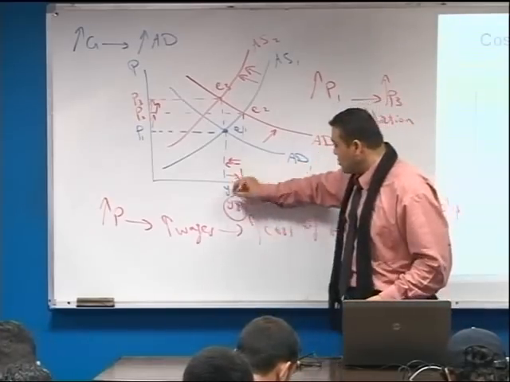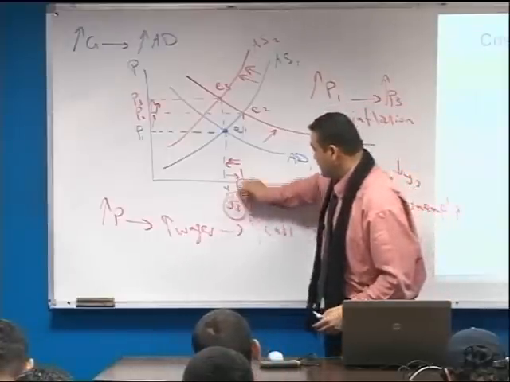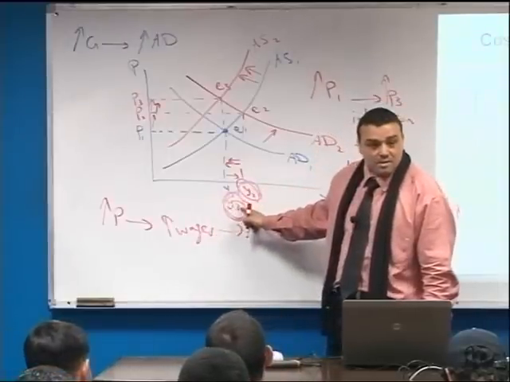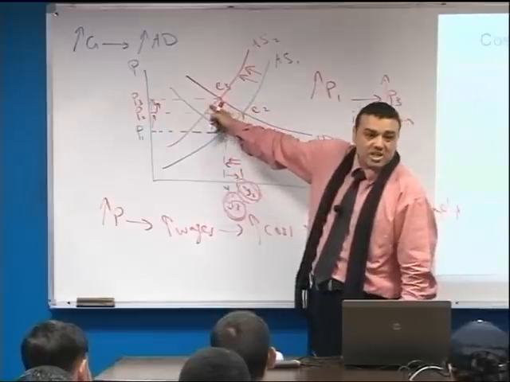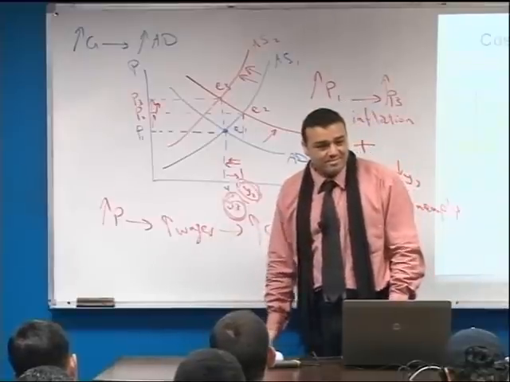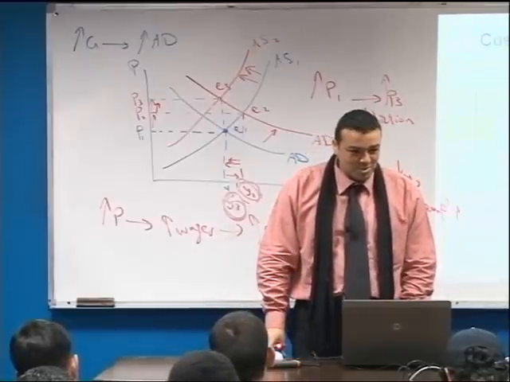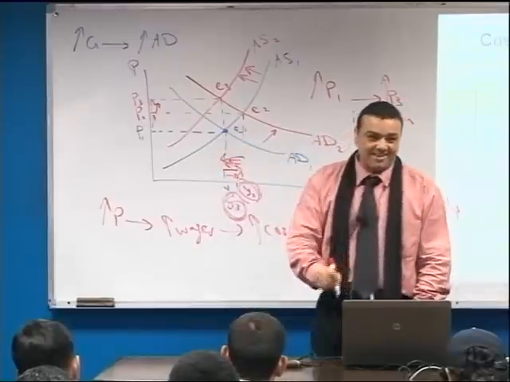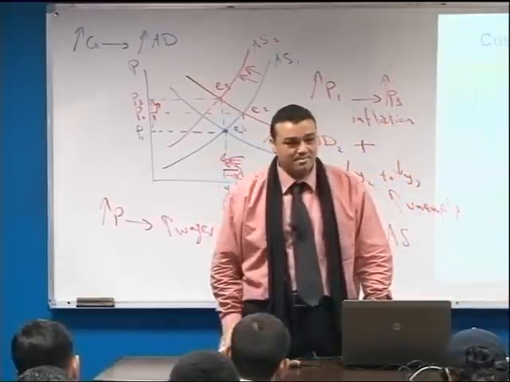Yes, the potential is Y3. The potential GDP is Y3. This is potential with inflation. Potential without inflation is Y1. Right, because the output here increases and then declines. This is in the long term.